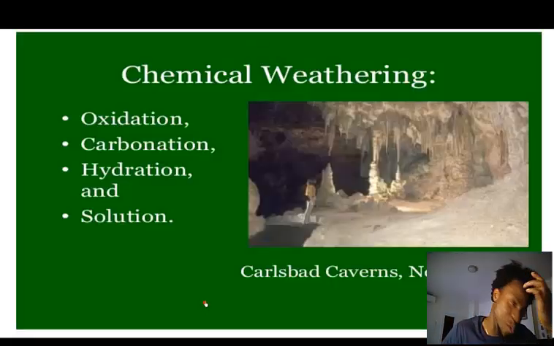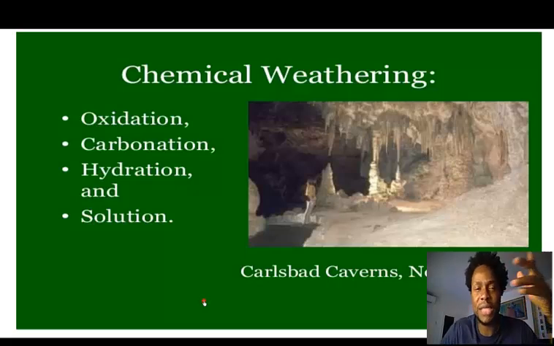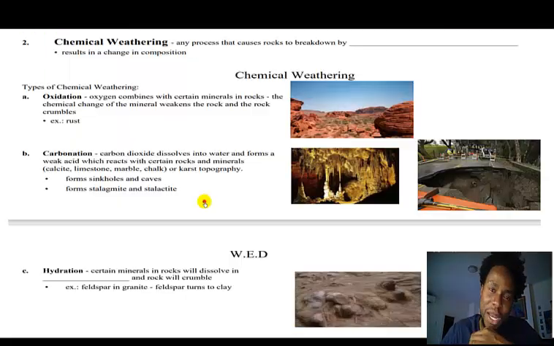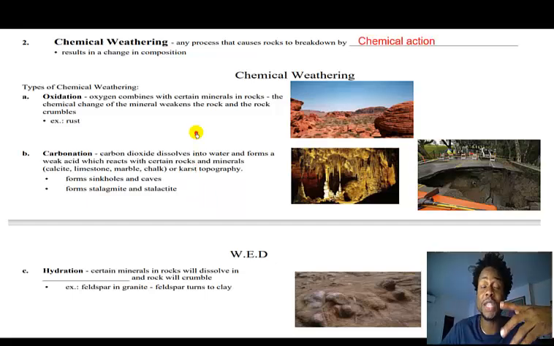Next is chemical weathering. Common examples include oxidation, carbonation, hydration, and solution. I understand that could be a lot of vocab words, but we'll break them down one after the other. Chemical weathering is when rock breaks down into pieces by chemical action or chemical reaction.